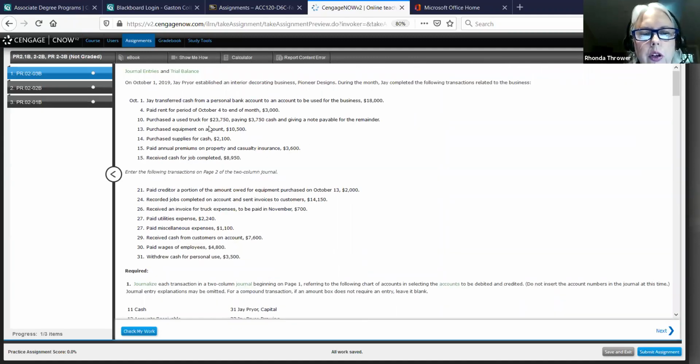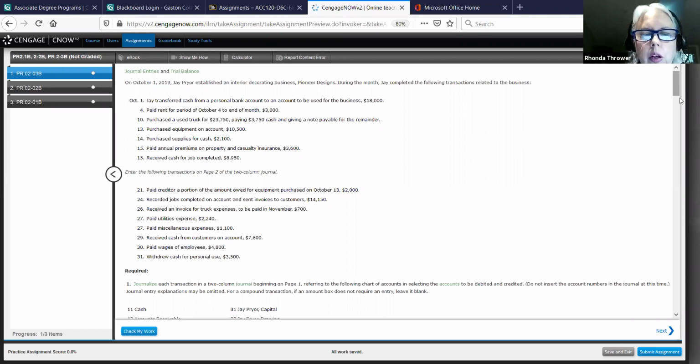We purchased a used truck for $23,750. We paid $37.50 down, and we gave a note payable for the remainder. This is an example of where we have more than two accounts involved. First of all, you have purchased a used truck. So our asset truck has increased by $23,750. To increase an asset, we would debit.